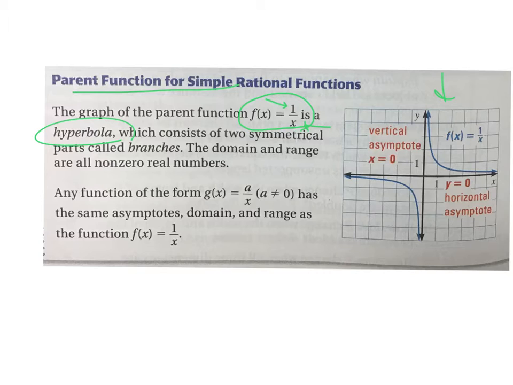There's two curves, usually one in the first quadrant, one in the third quadrant, but it can be reflected, obviously, across the x-axis with a negative. Those parts are called branches. The domain and range is everything except for 0.